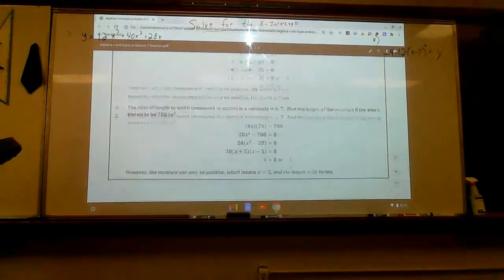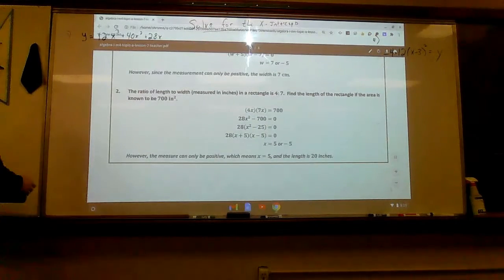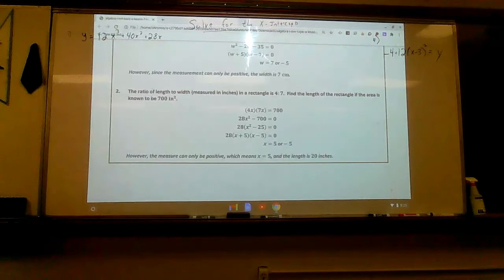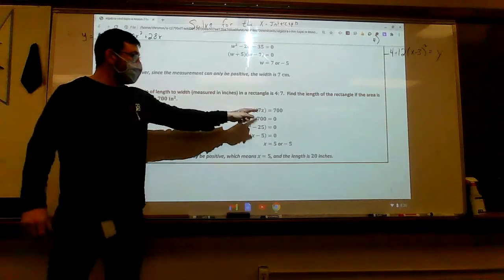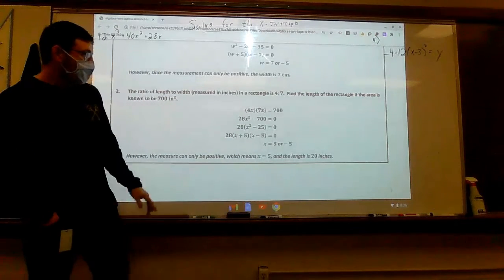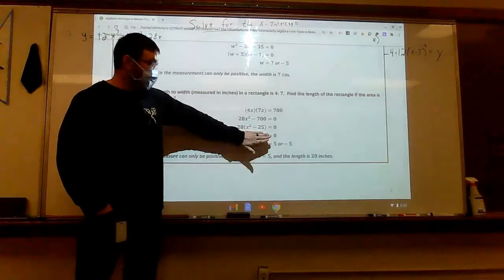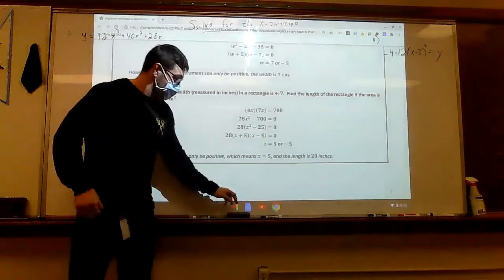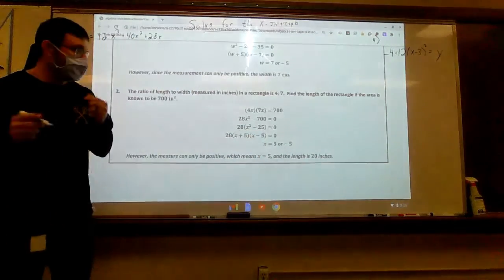Okay. Number 2. The ratio is 4 to 7. So it's saying 4 times this to 7 times of that, which is how we get 4x and 7x. I would not have done it this way. I truly would not have done it this way. Okay, they decided to factor.